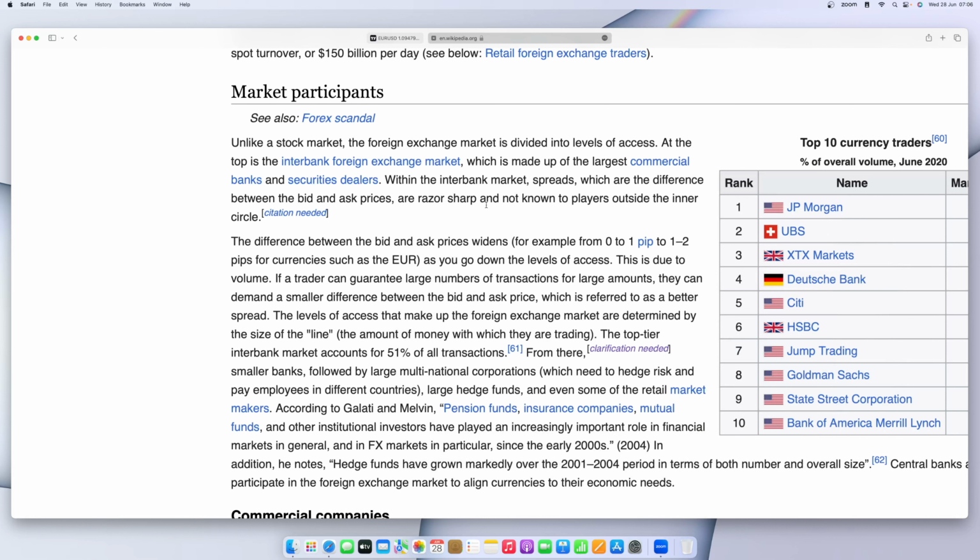It says, which is made up of the largest commercial banks and securities dealers. Within the interbank market, spreads, which are the difference between the bid and ask price. If you start trading, you will know what spread is, right? When I want to get in, maybe I want to buy Euro USD, there's what we call spread. Spread is the difference from where my entry is to where the broker is actually going to fill me in. So if I want to buy Euro USD at 1.1000, that's what I want to get in.